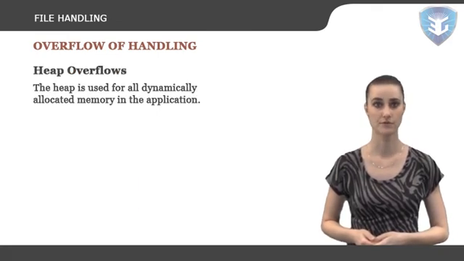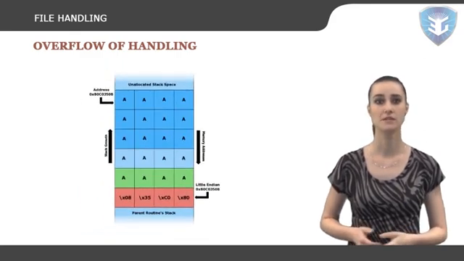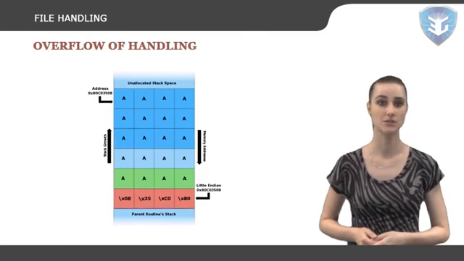Heap overflows. The heap is used for all dynamically allocated memory in the application. When one uses malloc, the C operator or equivalent functions, to allocate a block of memory or instantiate an object, the memory that backs those pointers is allocated on the heap. Now in the end, let us summarize what we have learned in this lecture.